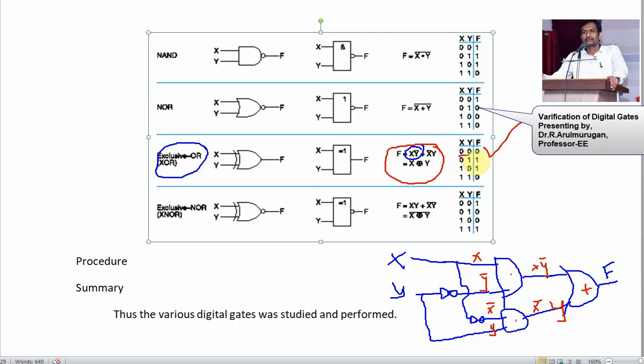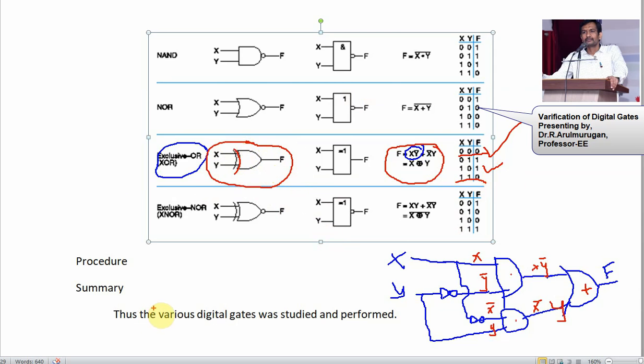Both switches are off, output off. Both switches are on, output off. So if any one is on, output is present. So this is the exclusive OR. Now you can look at the symbol of the exclusive OR. This is the OR gate. One arrow mark, cut arrow. It is called a bar. So bar is present. That's why it is called exclusive OR.